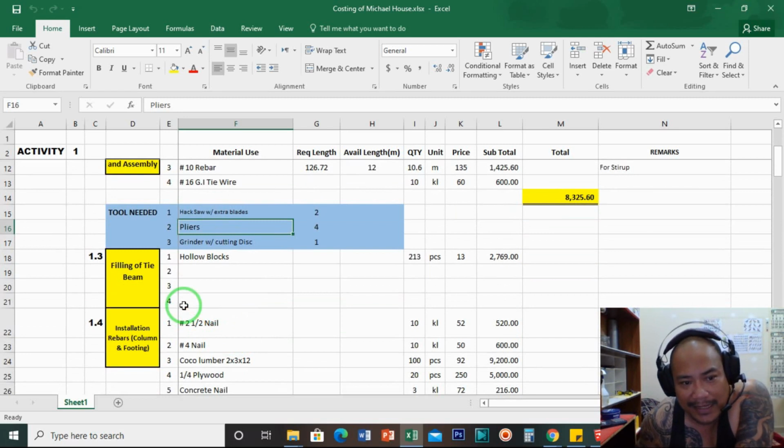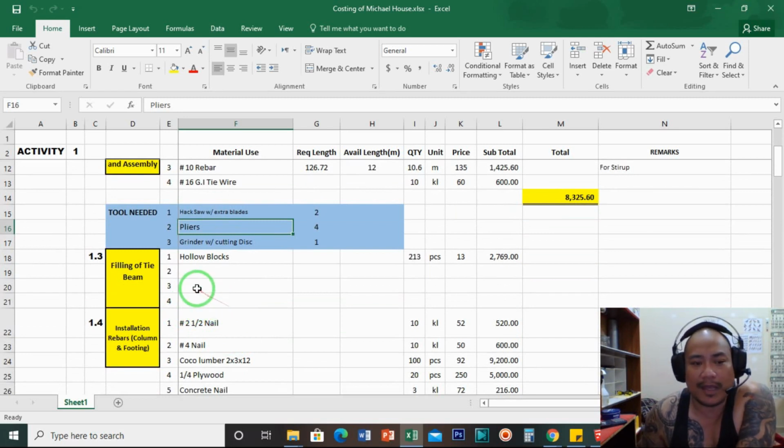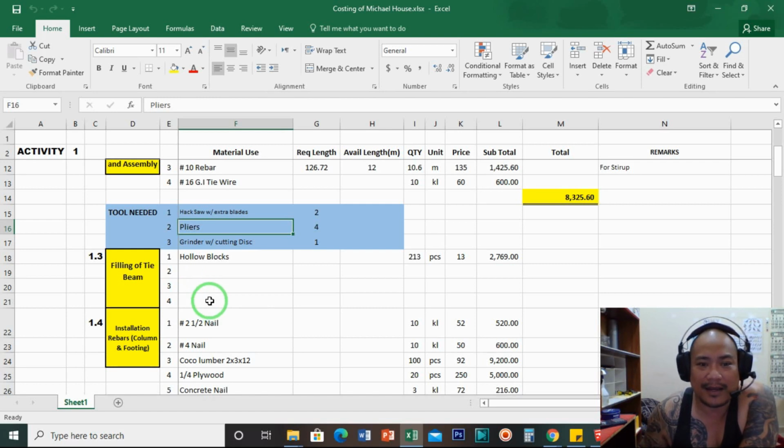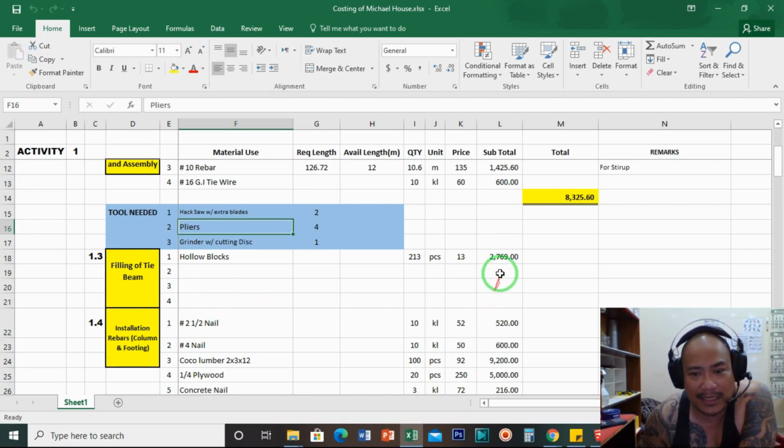The next activity is filling of tie beam. In that design of house, tie beam is not necessarily required, but if you want to put your tie beam, there's no problem also. The hollow blocks, 200 pieces, around 2,769.